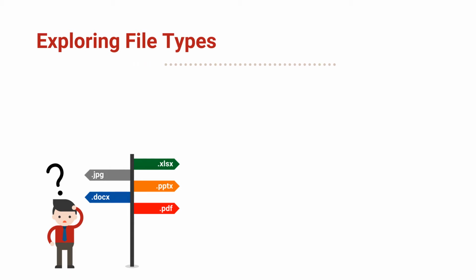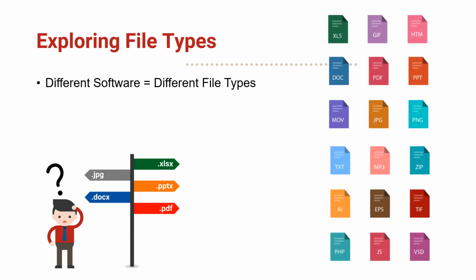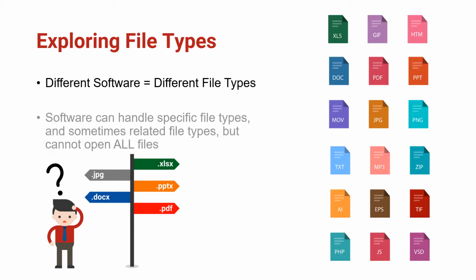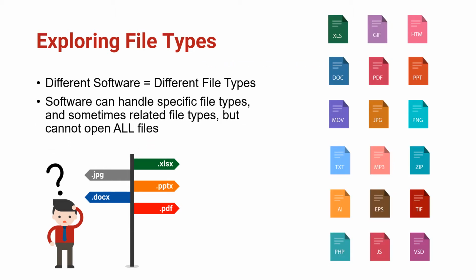The wide variety of software available today means that there's also a wide variety of file types. Each software program has a different purpose and uses different code to run it. An individual software program can only open specific types of files, and sometimes other file types that are related to its purpose. But there's no single software program that can open all types of files.